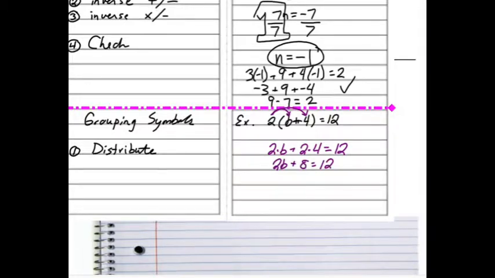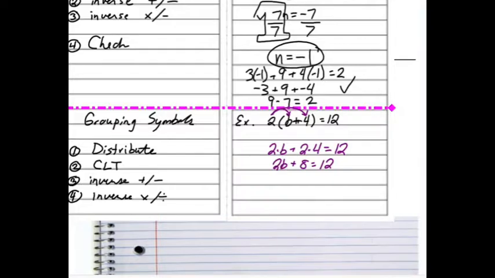Now I kind of repeat the steps that I had before. Step number 2 should be CLT, combine like terms. I don't have any like terms in this particular example, but I would check and make sure that I don't. Step 3 would be inverse of addition and subtraction. Step 4 would be inverse of multiplication and division.